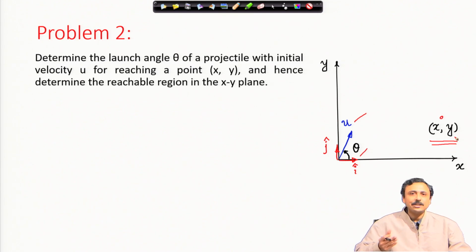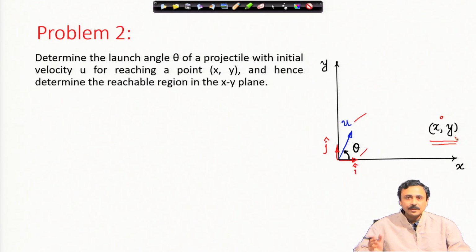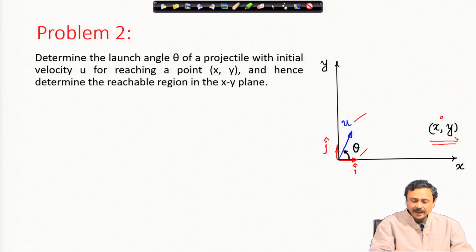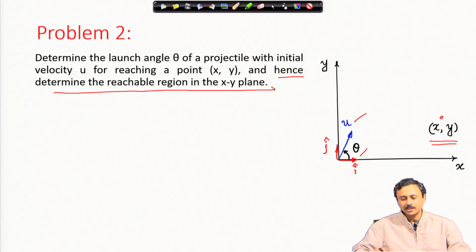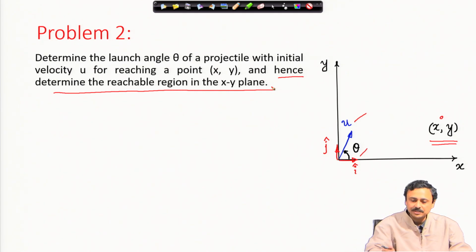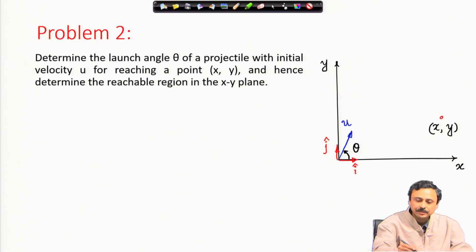Now, suppose I get a solution for theta, then I can reach x, y of course, but if I do not get a solution, which means it is not feasible to reach, and hence that is why I ask, and hence determine the reachable region in the x y plane. So, the reachable region of a projectile is a very important calculation for artillery guns, for example.